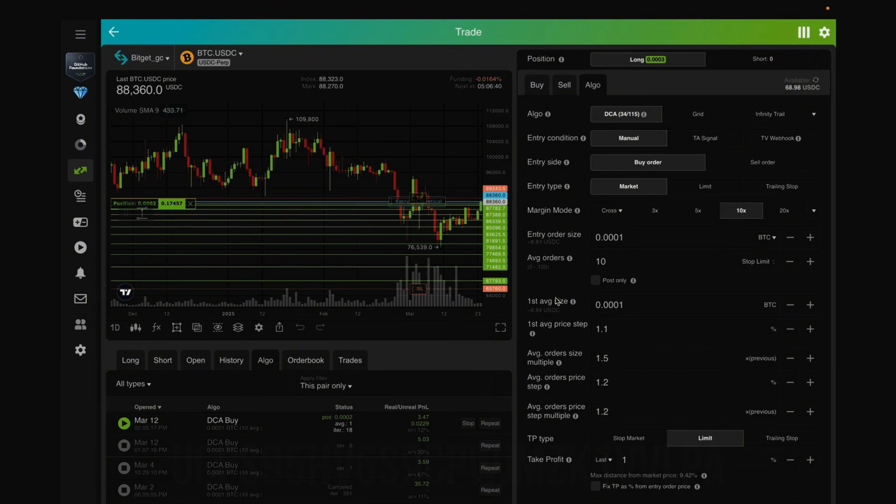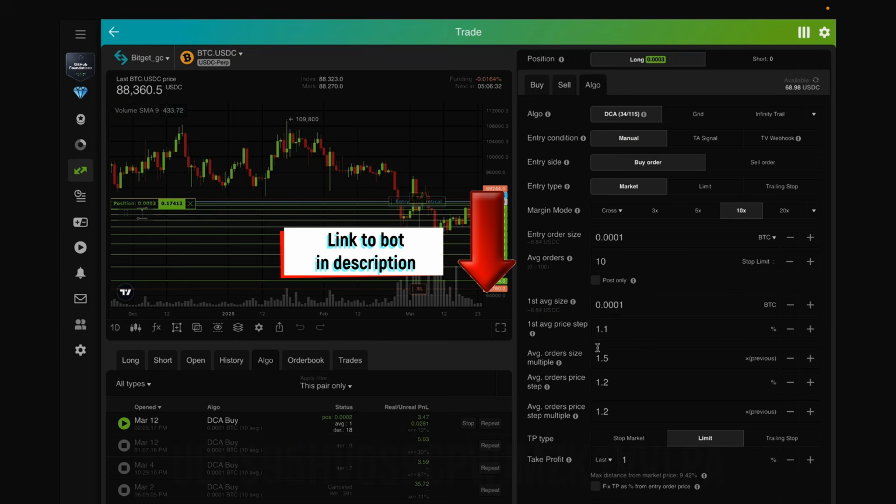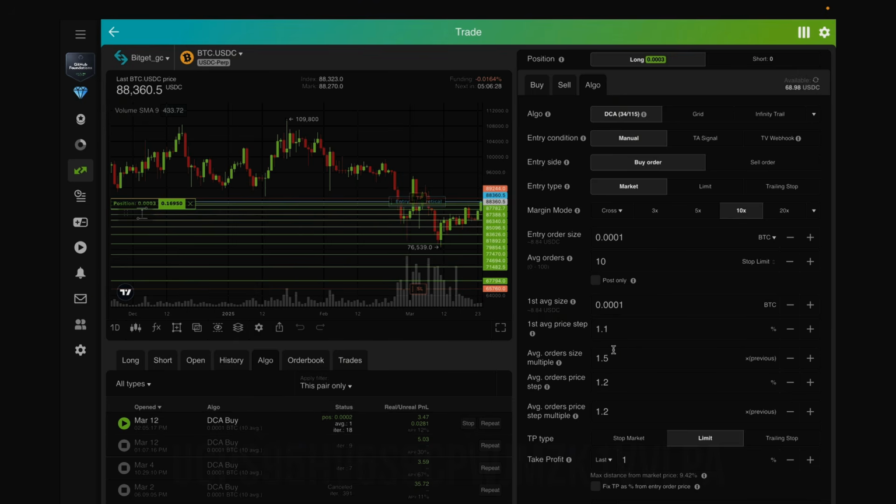The most powerful lever you can pull is increasing the size multiplier of your averaging orders. In the current setup, each averaging order increases by 1.5x compared to the previous one. That means if your first averaging order size is 2, the second will be 3, the third 4.5, and so on. DCA traders use the size multiplier to average down their positions more effectively.